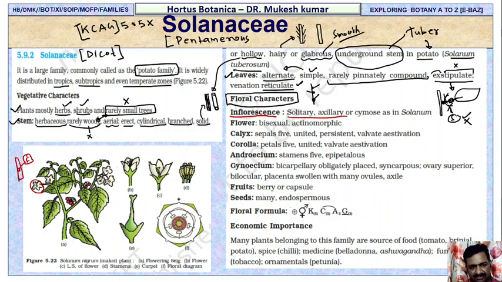So this is not at the top; rather, at the axis they are arising from the axillary part. So this is called axillary. A single flower is there, so it is called what? Solitary. So axillary and solitary.